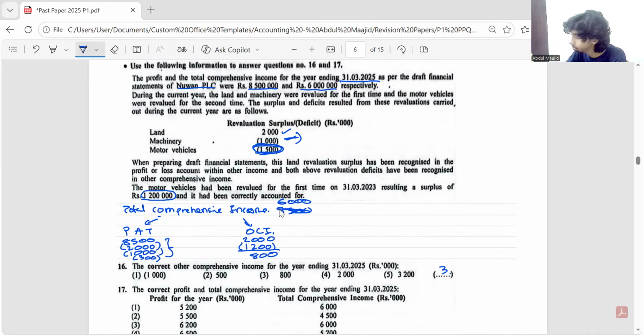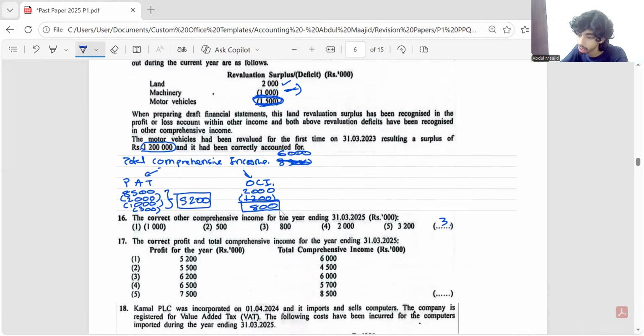Then what will be the corrected profit for the year? 8,500 minus 2,000 minus 1,000 minus 300. That will be 5,200. Still, the total comprehensive income will be 6,000. The correct profit 5,200, corrected OCI 800, total comprehensive income will be 6,000. Then profit for the year 5,200, total comprehensive income 6,000. That is answer number 1.